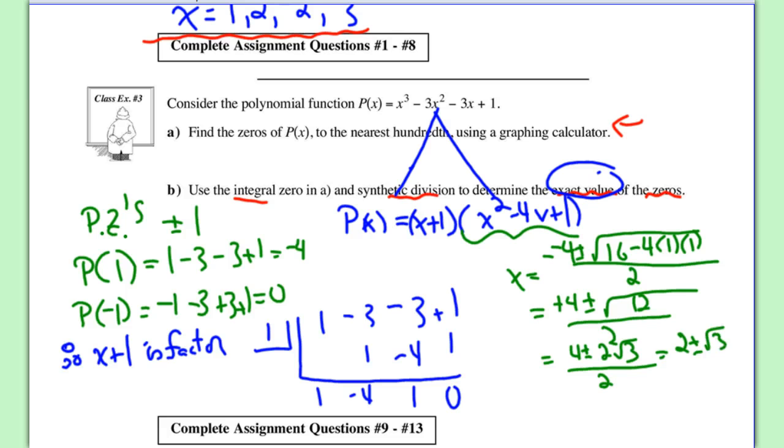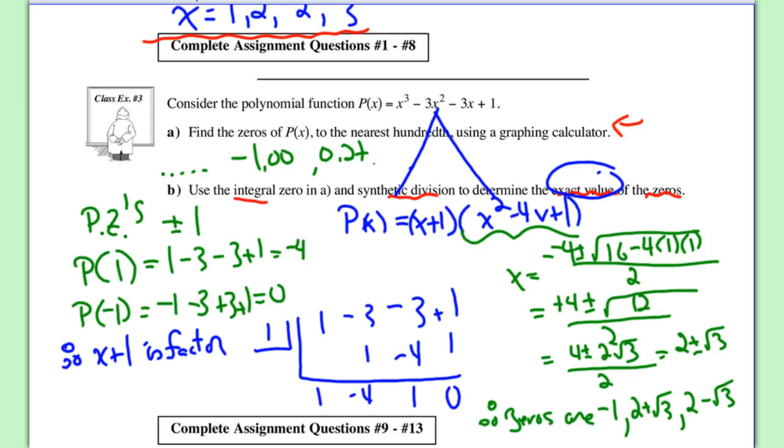Therefore, the question was about finding the zeros, and my zeros are minus 1, 2 plus root 3, and 2 minus root 3. Those are the zeros for this particular polynomial. If you want the decimal versions, I think you can probably handle that with your calculator, but to 2 decimal places would be minus 1.00, 3.73, and 0.27. Okay, complete the assignment for lesson 5.